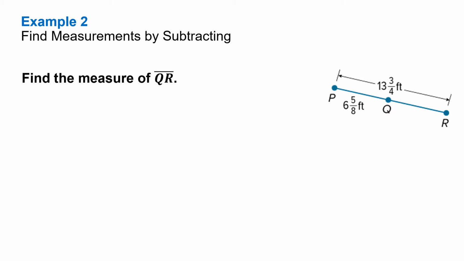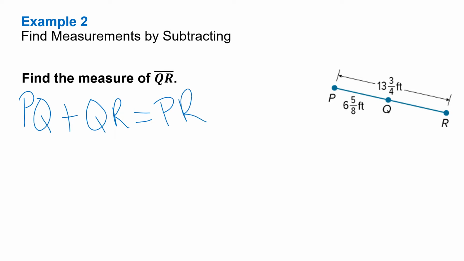Find the measure of QR. Well, QR is one part of a line segment of PR, and it has the following relationship with PQ and PR. PQ plus QR is equal to PR.